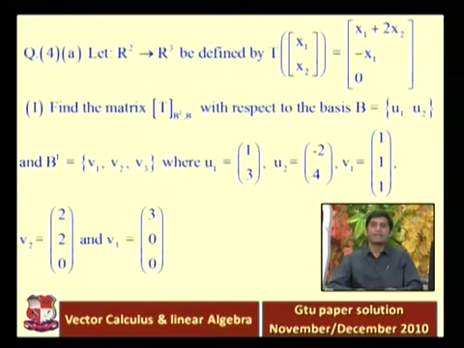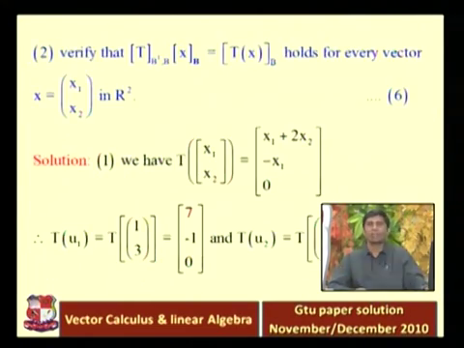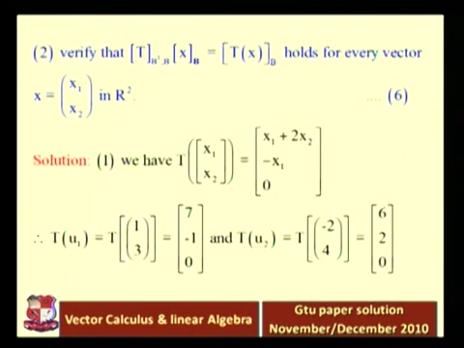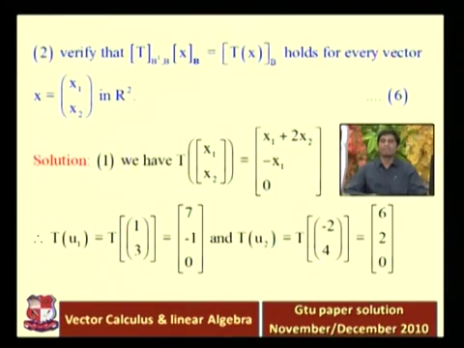So first we have to find matrix T from B dash to B. Second, we have to verify that the matrix T from B dash to B times the matrix of x corresponding to basis B is equal to the matrix of T of x corresponding to basis B, and that this holds for every vector x1, x2. So just try to find the first part. T of x1, x2 is equal to x1 plus 2x2, minus x1, 0.